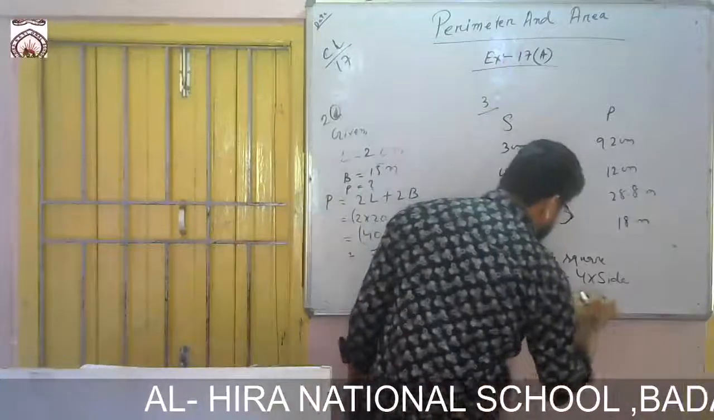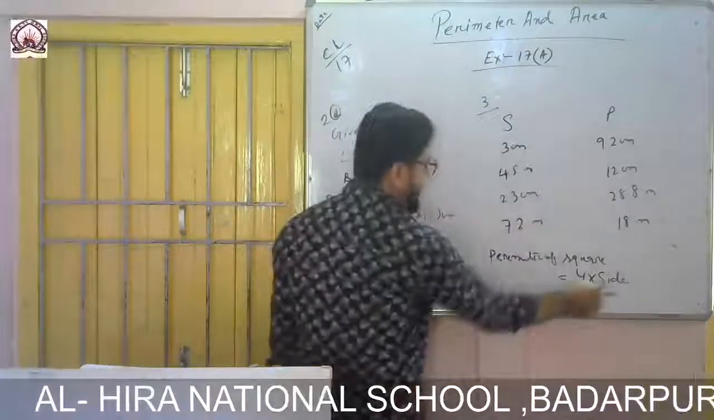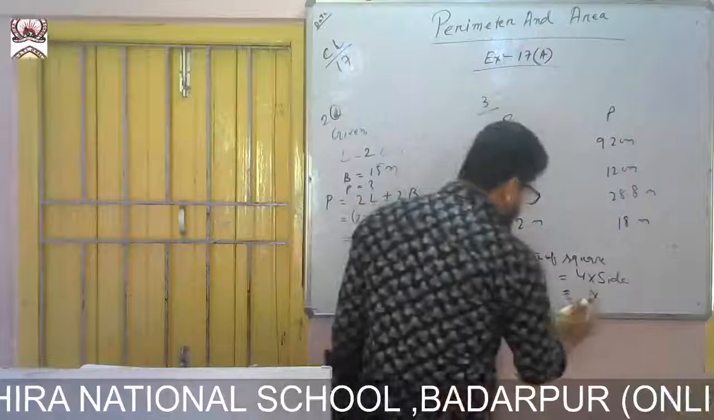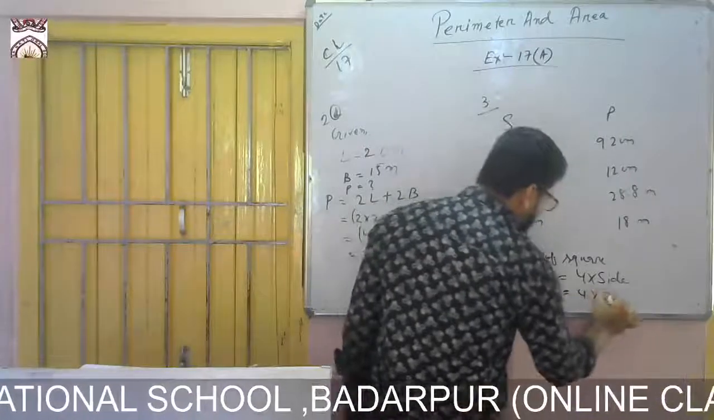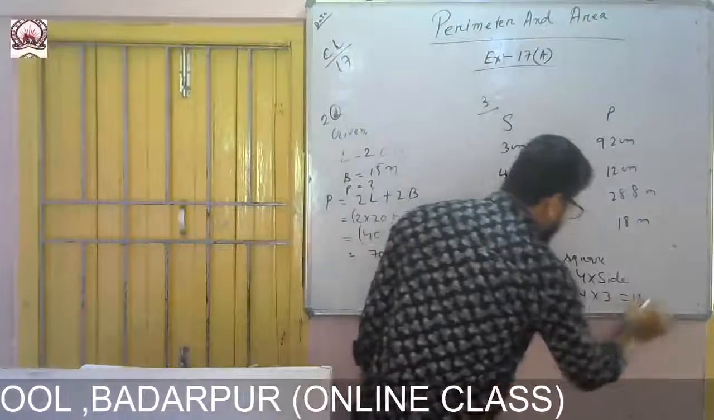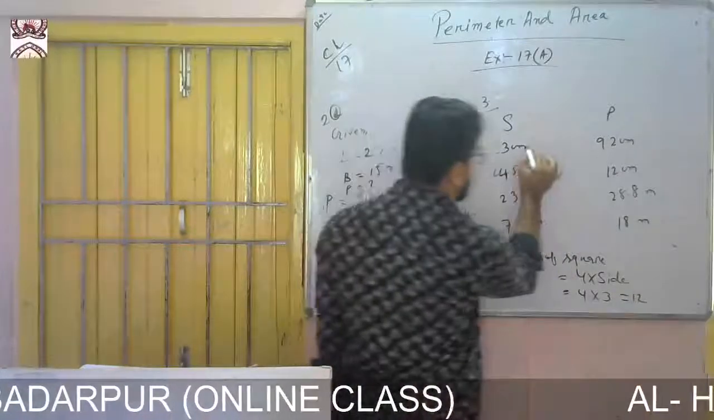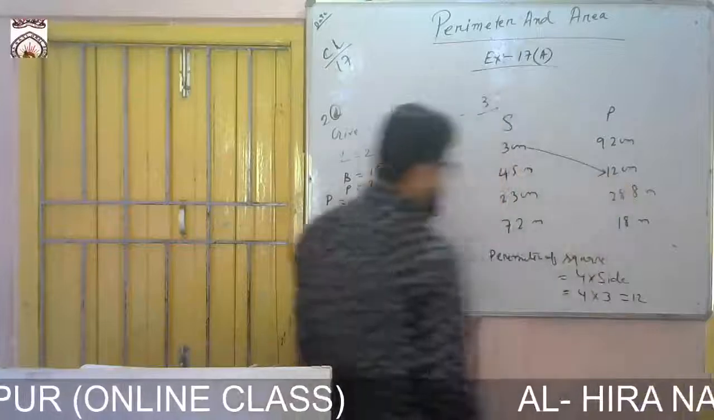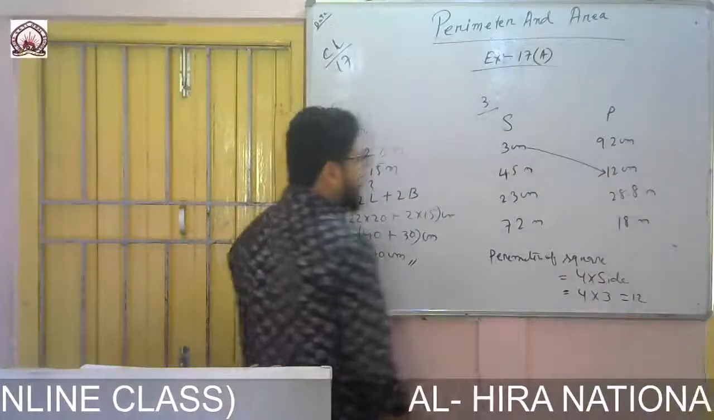So what will we write? 4 into 3. Okay, side is 3 centimeter. So 4 3s are how much? 12. So 12 is there. Yes, this one is matching with this one, 12 centimeter.